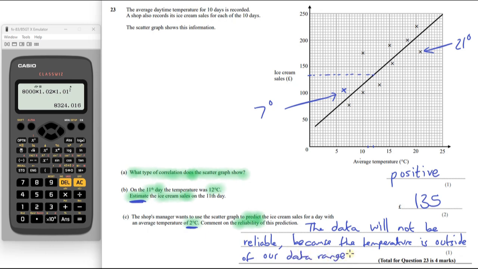Obviously, you don't need to say this word for word, but as long as you're making the comment that it's not going to be reliable, and it's because our range of data only goes from 7 to 21 degrees, so obviously 2 degrees is outside of that. So any predictions have to be when the temperature is between the minimum and the maximum values.